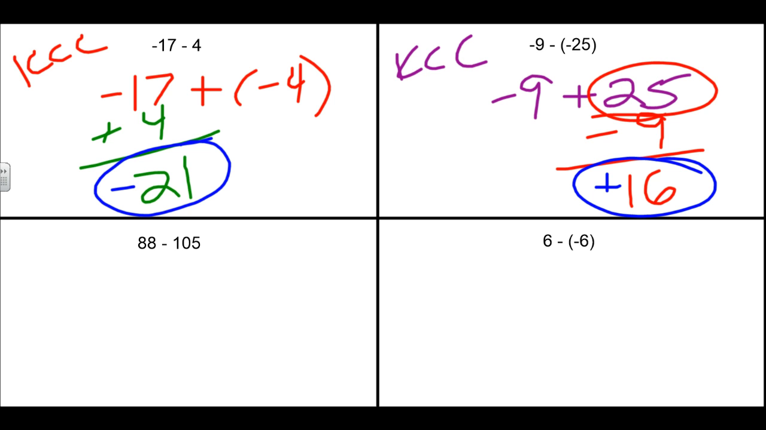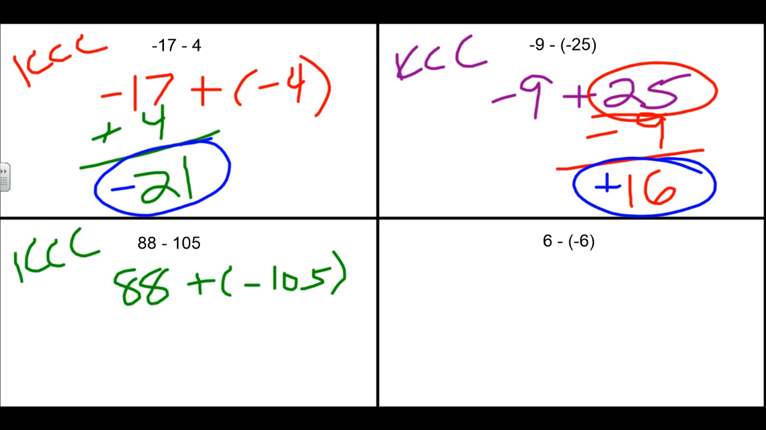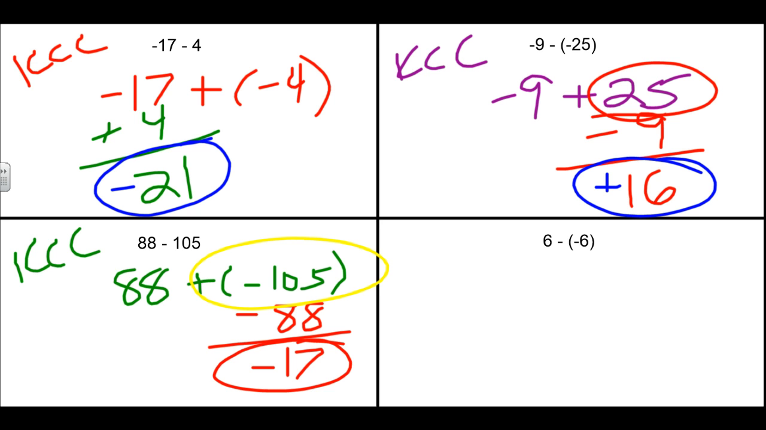Moving on to the next one, we have 88 minus 105, which is the same as 88 plus a negative 105. These two numbers have different signs, so we subtract their absolute values when we want to add them together. 88 taken away from 105 gives us 17. Negative 105 has a larger absolute value than 88, so it is a negative 17. So 88 minus 105 is negative 17.